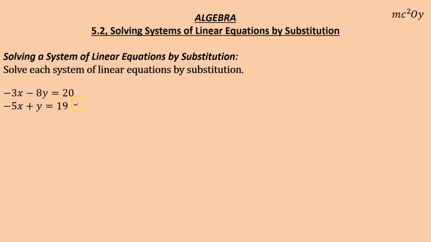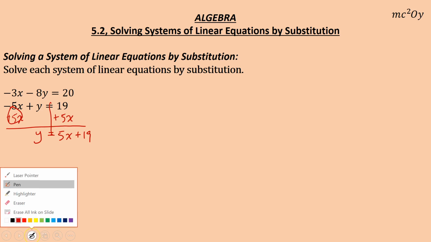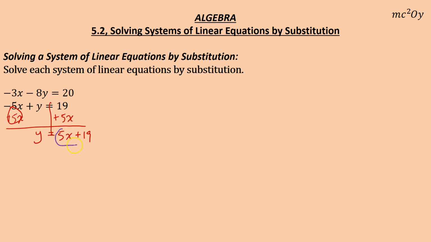And so I'm going to take that second equation, and I'll do it right below it here. I'm going to add the 5x over to the right-hand side. So negative 5x plus 5x is 0. I'm left with just y equals 5x plus 19. So by doing that, I now know what y equals. So I can take that y equals 5x plus 19, that's what y is, and I can substitute it into my other equation for y.